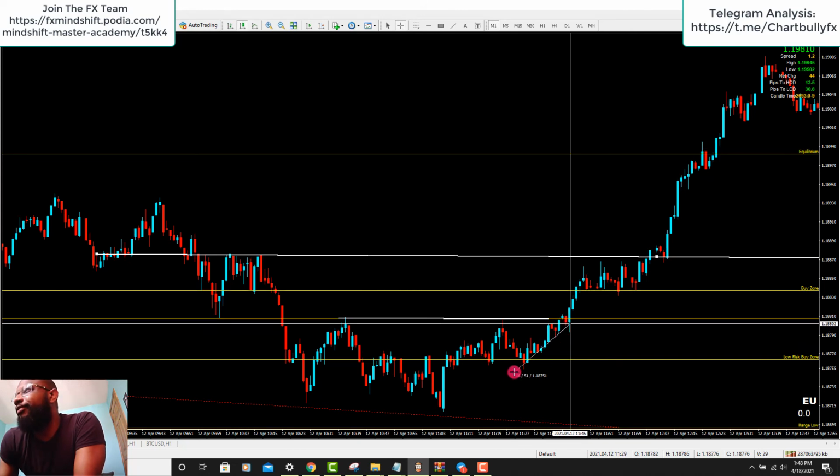So if you do that, let's say you put it below here, that's a 5 pip stop. If you want to get real tight with it, you can put it below here for a 3. But I would probably just put it below here for a 5, and then your target up here maybe 28 pips or something like that.